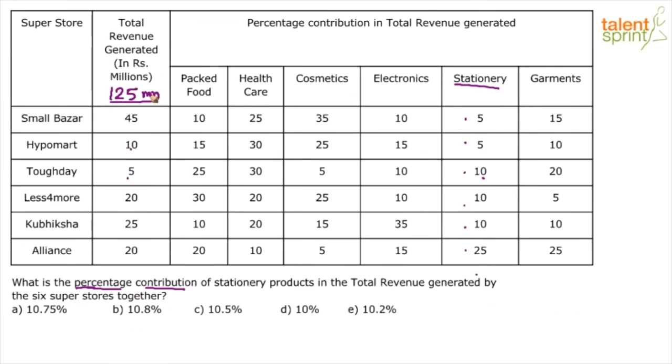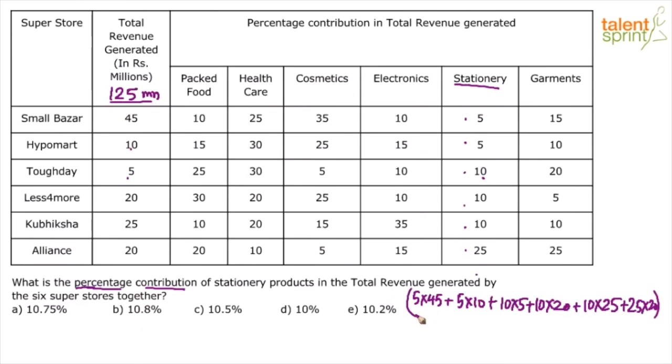Right? Now what we'll do is, remember, never try to find out the individual values first and then add all of them and then do X by Y into 100. That may consume a lot of time. Instead, first write the whole equation there. Like 5% of 45. So it's like 5 into 45 plus second store 5 into 10. When 5% of 10 is 5 into 10. Divide by 100, that will take common. Then 10 into 5. Right? Then 10 into 20. Then fifth store is 10 into 25. And the last store is 25 into 20.